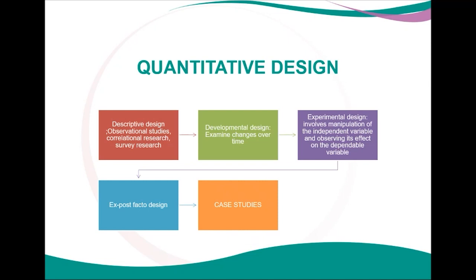And then let's move on to quantitative design. In quantitative design, we have descriptive design, which is used in observational studies, in correlational studies, and in survey research. And then we've got developmental designs. These ones examine the changes that happen over time. And then we have experimental design. It involves the manipulation of the independent variable and observing its effect on the dependent variable. We've got the ex post facto design and case study design. Even in qualitative, we do have the case study design.